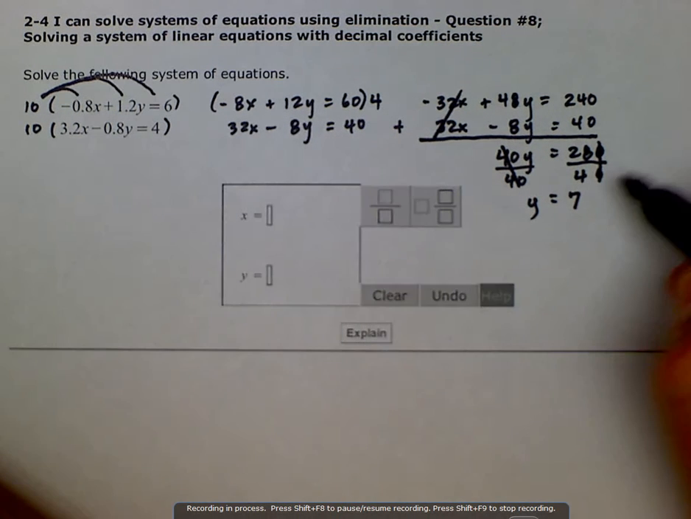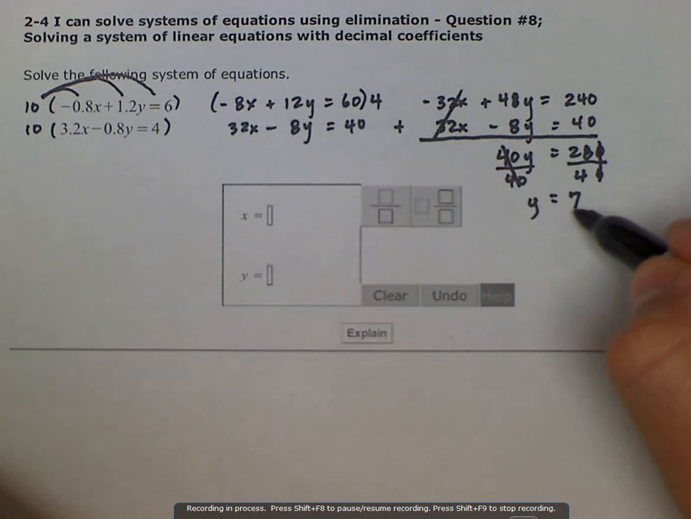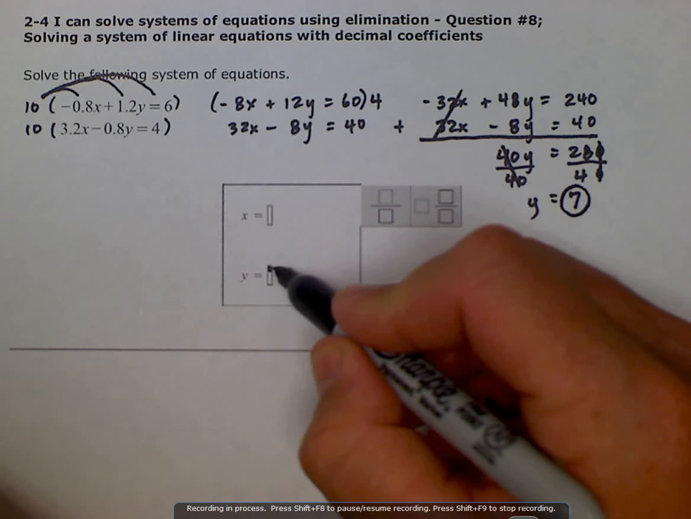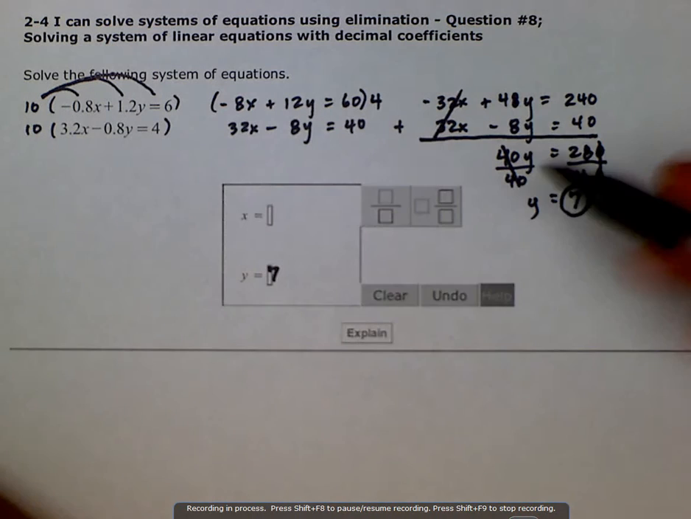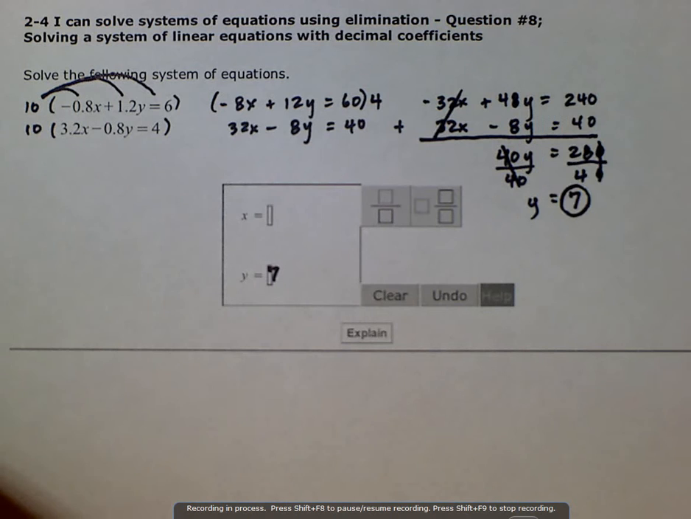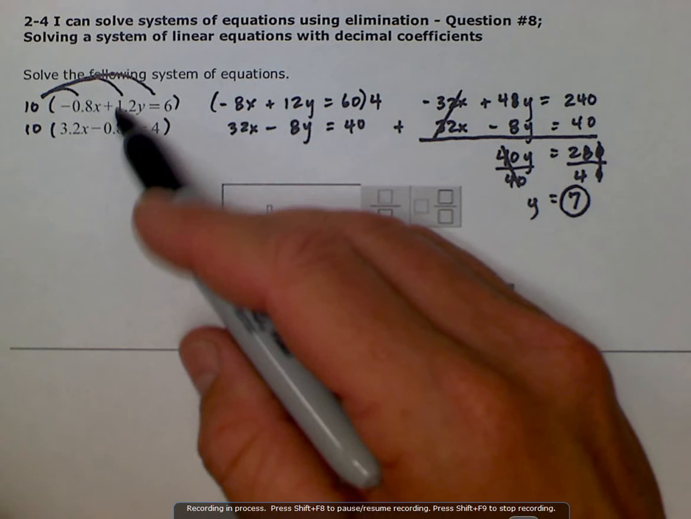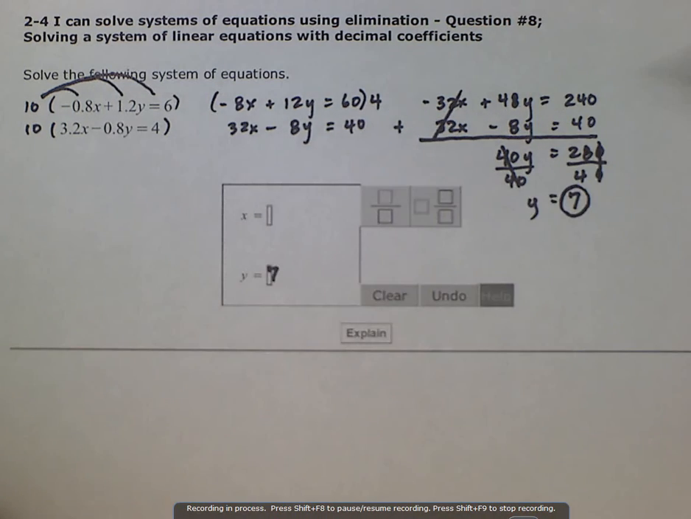So once we have the y value, we would take that y value, y is equal to 7, and we would plug it back into one of our equations. And it doesn't matter which. I could plug it into one of these two, or one of these two. So I'm seeing that probably the easiest one to plug this back into might be this one. It has the smallest numbers. So I'm going to go ahead and plug this in over here.